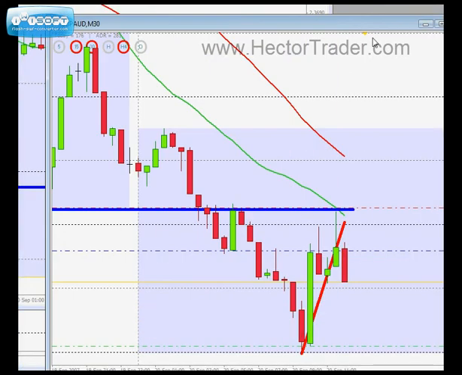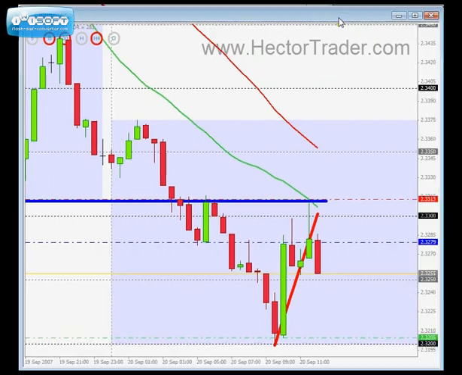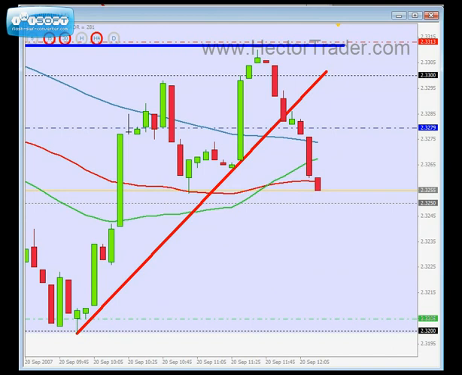So we are seeing clear GBP weakness across the board in different GBP crosses, despite the fact that the news was positive for the sterling pound. That made me believe that this market wants to go down, wants to go short, and I'm joining them. I'm going short.